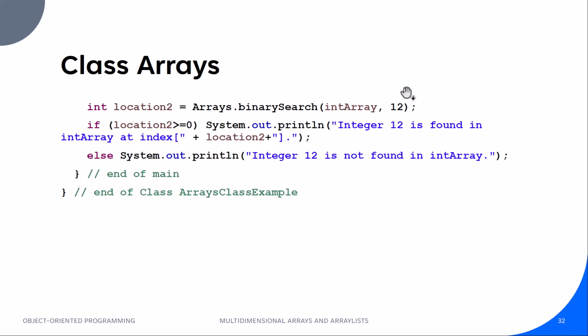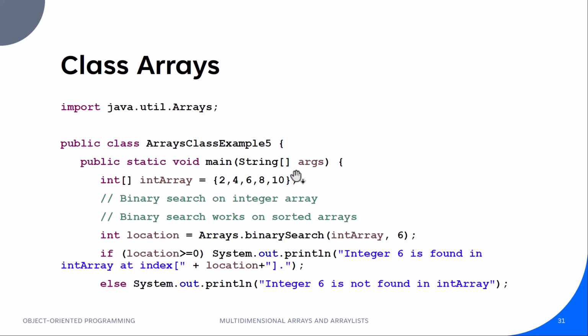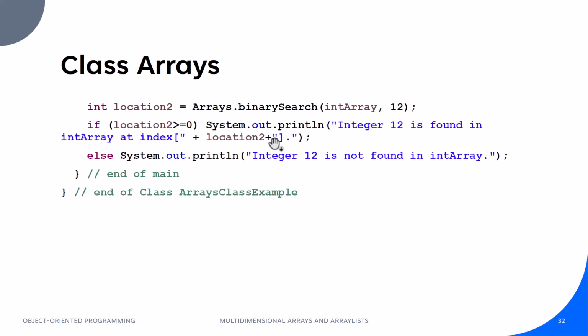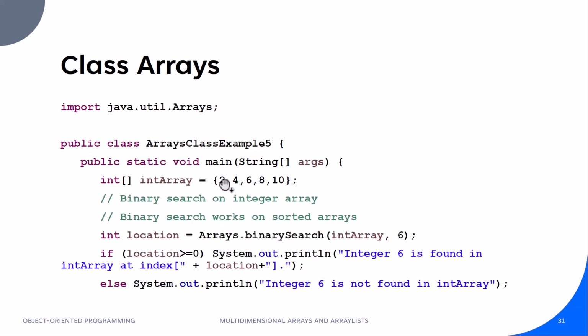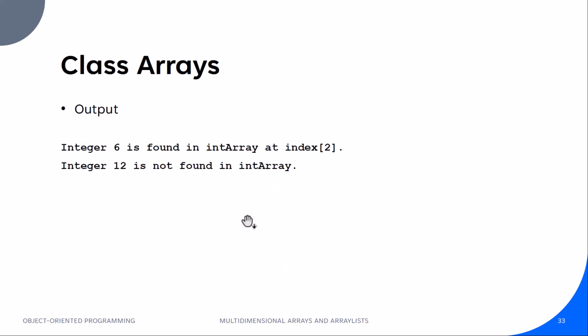And we are searching for the value of 12, which we know that the array does not include, so it will give the result that the integer 12 is not found in integer array. And here's the output. The integer 6 is found in integer array at index 2, and integer 12 is not found in the integer array. If you look at it, remember that the arrays start with the index 0, so this is 0, 1, and 2. So the program gave the result that the integer 6 is found at the location 2.